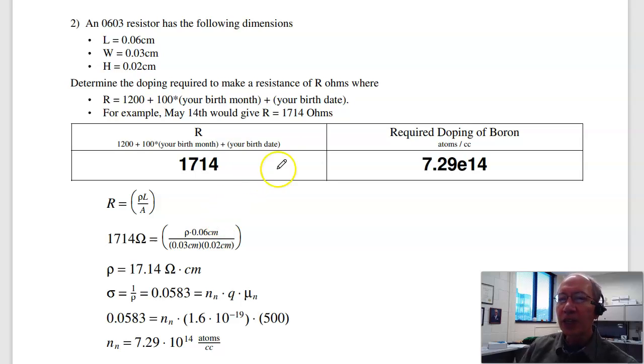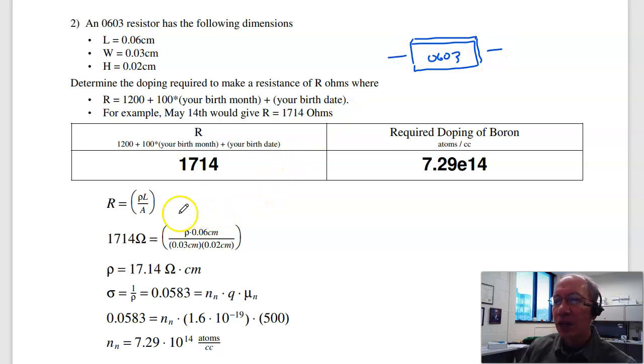Problem 2. If I take an 0603 resistor and I want to make it a 1714 ohm resistor, what doping do I need? So this is an 0603, two sides. The resistance is resistivity times length over area. Plugging in numbers, the resistivity is 17.14 ohm centimeters.